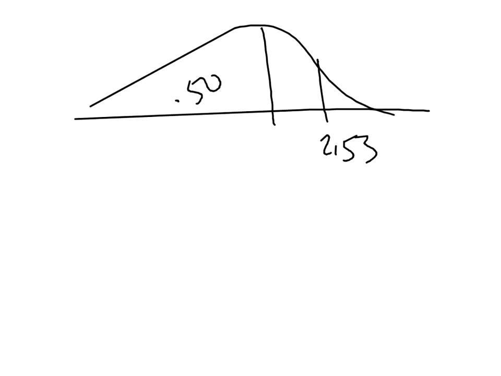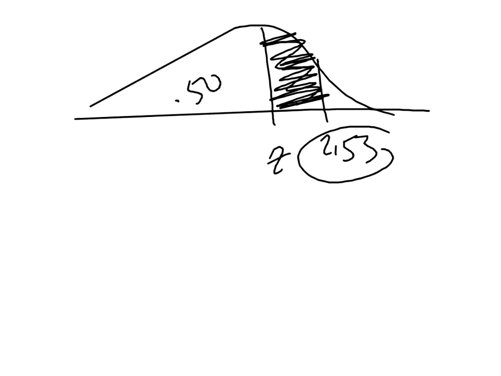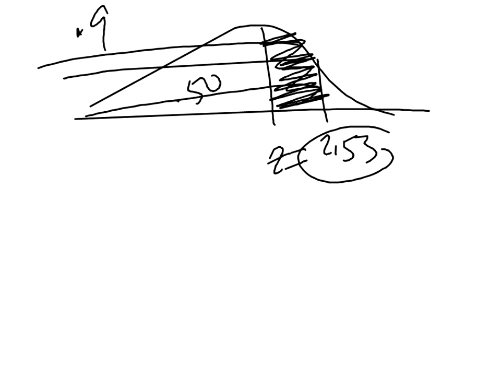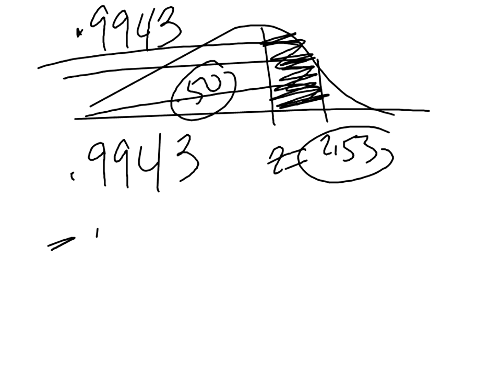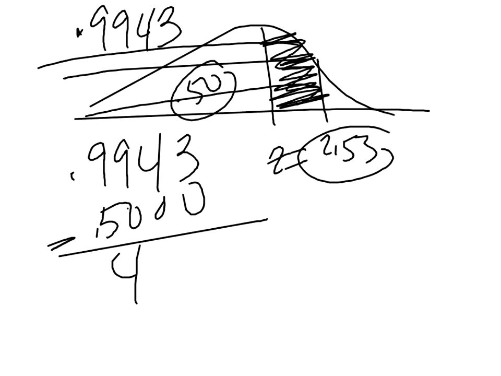Here's what we're looking for. But when we look up the area for z equals 2.53, it gives us everything, which is 0.9943. Well, what we have to do is subtract out this 50% that we weren't interested in. And of course, we get 0.4943, or 49.43%, as a decimal or as a percent.